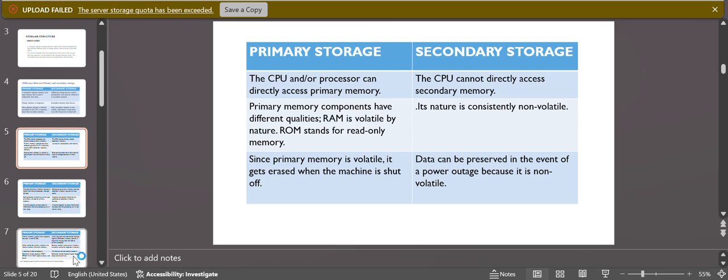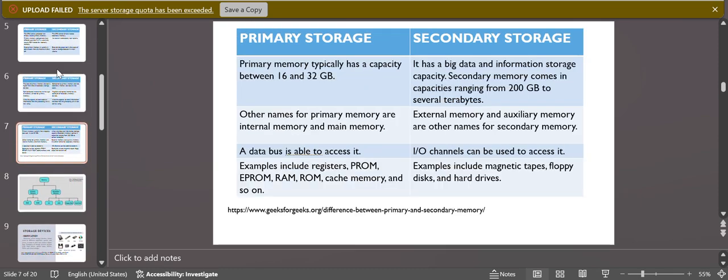The CPU can directly access primary memory, but it cannot directly access secondary memory. Primary memory has different components: RAM and ROM. Since primary memory is volatile, it gets erased when the machine is shut down, but that does not happen with secondary memory. Data is stored in secondary memory.